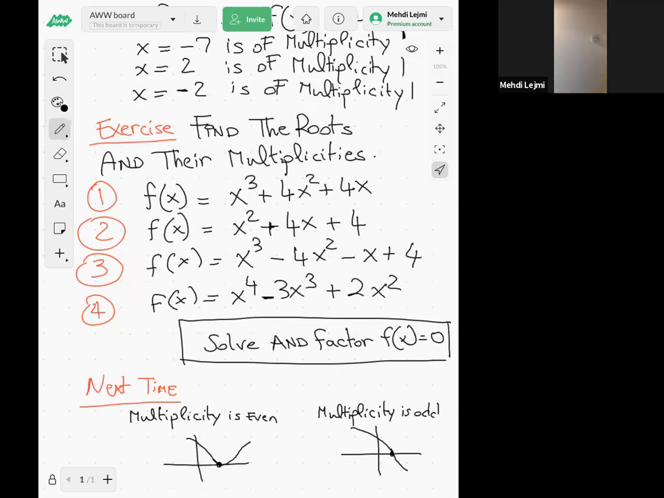Oh wow, we have just 1 minute. Anyway, guys, I'm going to stop here for today. I'm going to come back to this factorization and roots and multiplicities next time. I'm going to do this exercise next time. So let's stop here, guys, for today, and I will see you on Wednesday.